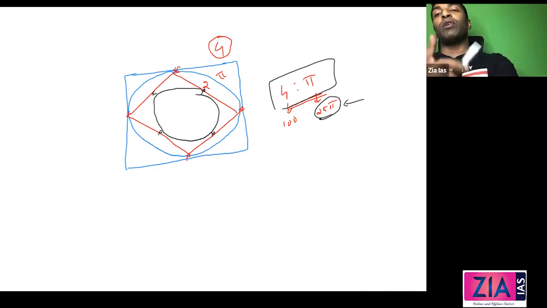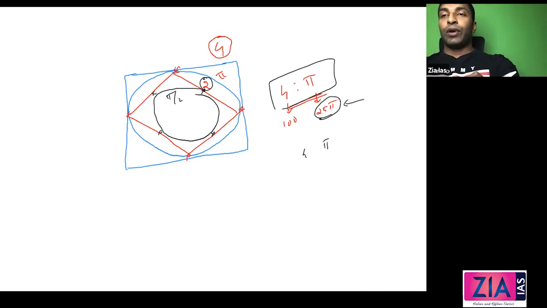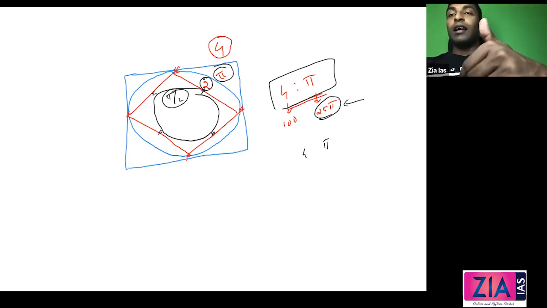Guys, can you now tell me what is the area of the circle? This black circle. Area of the black circle. We know the ratio 4 pi. If it is 4, the circle will be pi. But here it is 2. So this will be pi by 2. So if it is 2, that is pi by 2. Now what does that mean? Another way, this is pi, this will be pi by 2. So the circle inside that will be pi by 2.